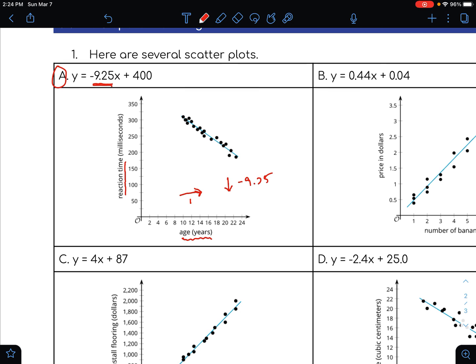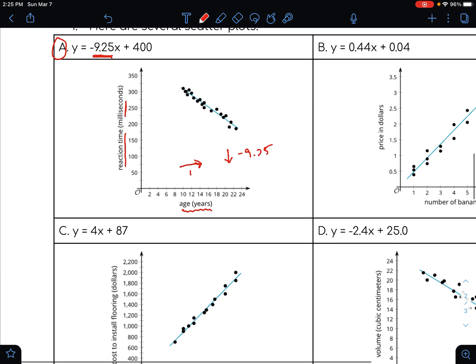Every time we go over 1 on the x-axis, what's happening to the y value? Every time we go over 1 year, so every time the age increases by 1 year, the reaction time goes down by 9.25 milliseconds.